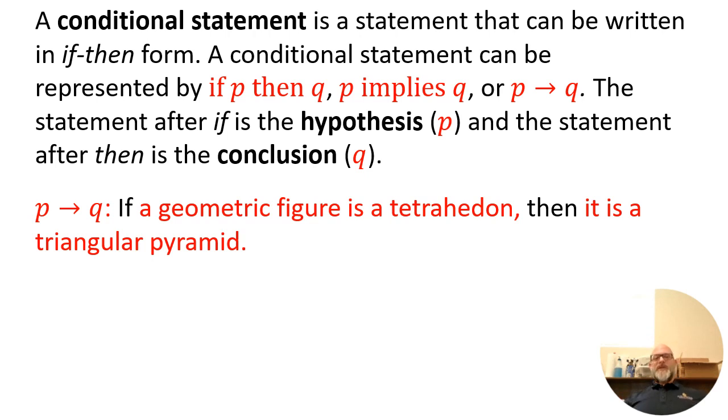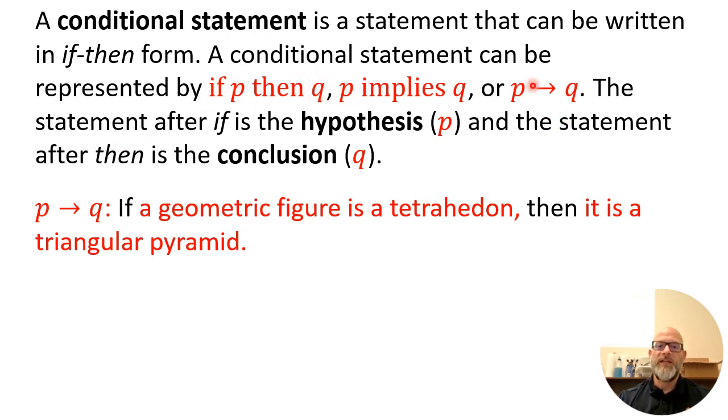All right, a conditional statement is a statement that can be written in if-then form. A conditional statement can be represented by if P then Q, P implies Q, or this right here, which is read if P then Q. Again, this is read P implies Q, or if P then Q. Let's remember if P then Q. The statement after if is the hypothesis. So P is the hypothesis. The statement after then is the conclusion. So Q is the conclusion, right? If the hypothesis, then the conclusion. P is the hypothesis, Q is the conclusion.